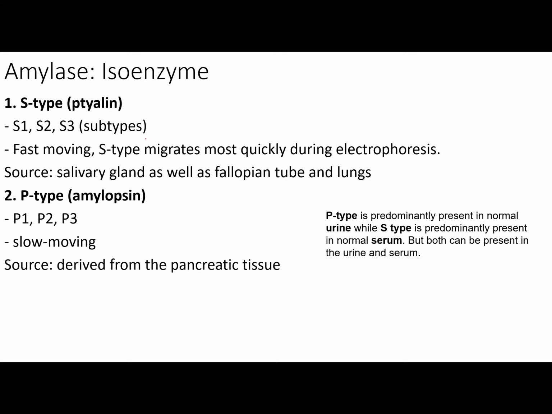Now, there are two isoenzymes for amylase. We have the S-type, also known as ptyalin. Under the S-type, we have subtypes S1, S2, S3. This is fast-moving, meaning it migrates quickly. It is the fastest, the most anodal during electrophoresis. The source of the S-type is the salivary gland as well as the fallopian tube and the lungs.